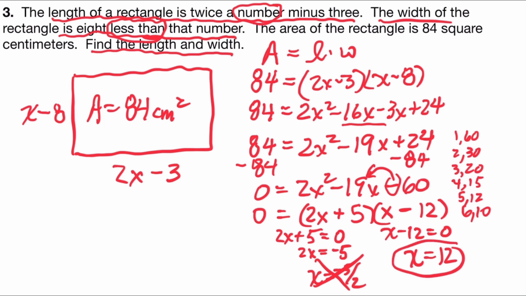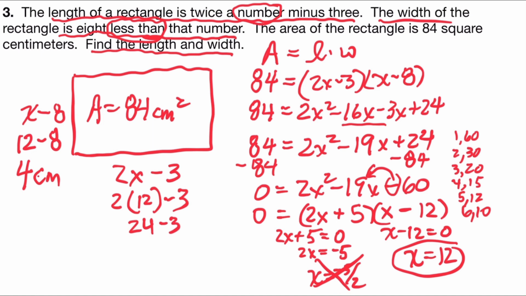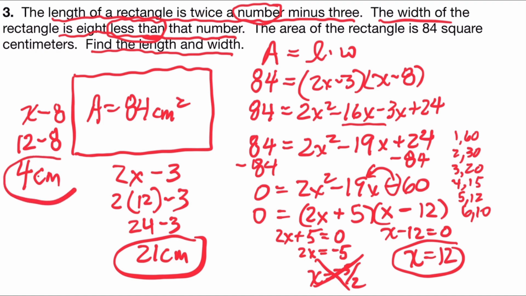So now I'm going to substitute back in the expressions. x minus 8 would be 12 minus 8, and so I know the width would be 4 centimeters. For the length, I would have 2 times 12 minus 3. 2 times 12 is 24, and 24 minus 3 is 21. So the length would be 21 centimeters, and the width would be 4 centimeters.